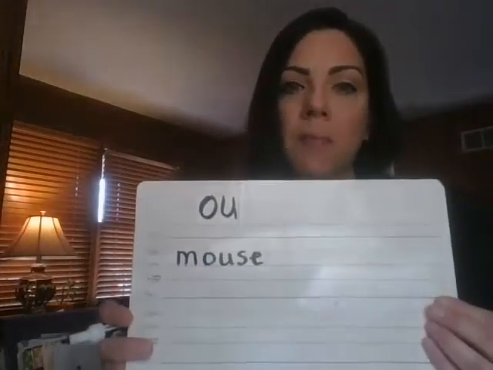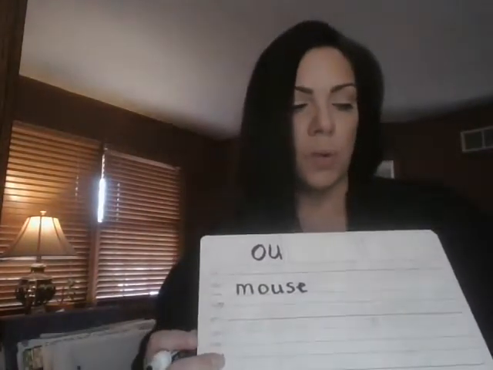I'm going to use our dry erase boards just like we did at school. Okay. And I'm going to make an OU at the top. You can do this on your paper. All right. And I'm going to write the word mouse. So it's m, ow, s. It has that E on the end, don't forget. So we have mouse.